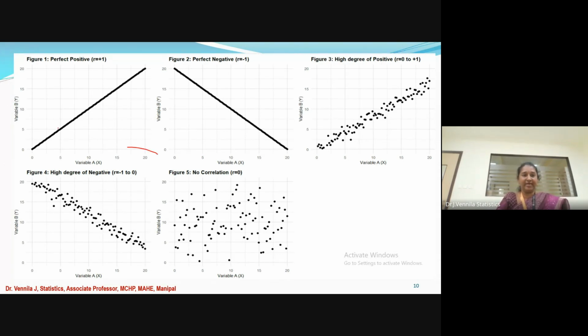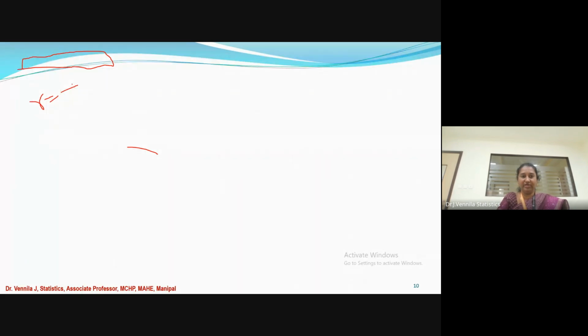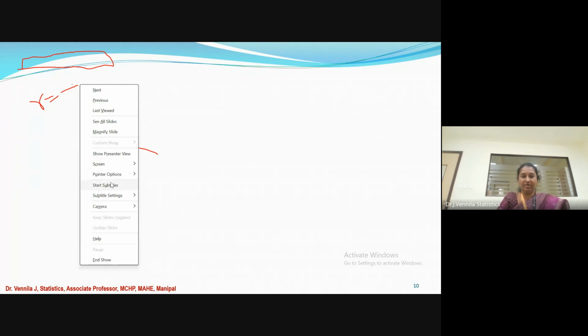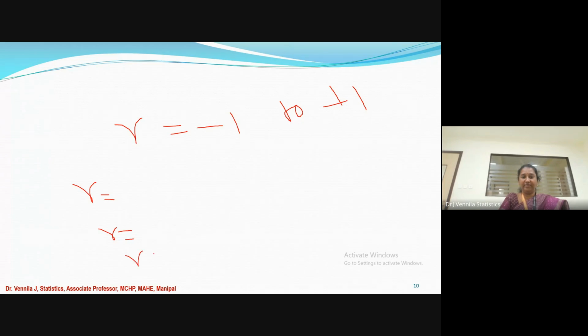See this diagram. The first diagram, figure 1, is called a perfect positive correlation, when you get exactly r equal to +1. But before that, I'll tell you one thing. Just remember it, then you will easily understand this. What is the range of correlation? -1 to +1 is the range of correlation. They are classified into 5 types.